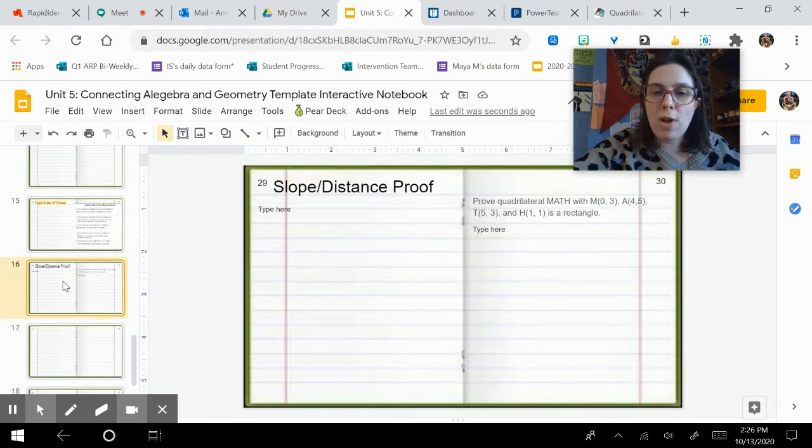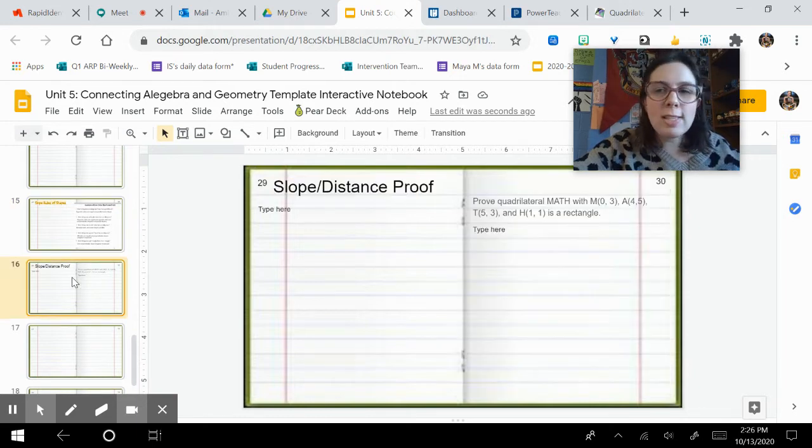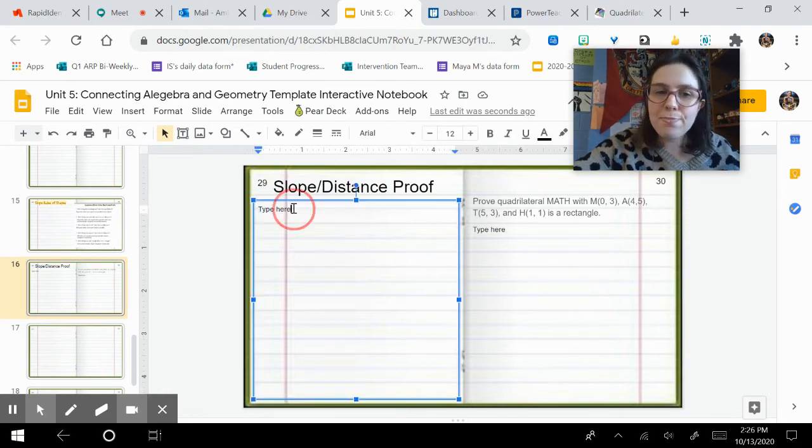So we're going to prove a quadrilateral MATH is a rectangle. Remember, in rectangles opposite sides are equal, so we're going to have two sets of equal sides, and then they have to have perpendicular slopes as well. So this requires a little bit more work than the previous one, because you're not only doing side lengths, you have to do the slopes as well. All right, so let's go ahead and do our side lengths.